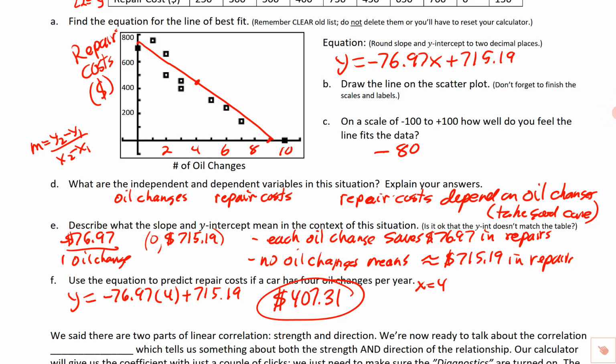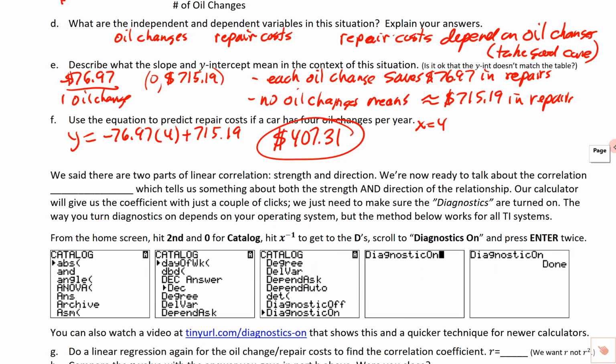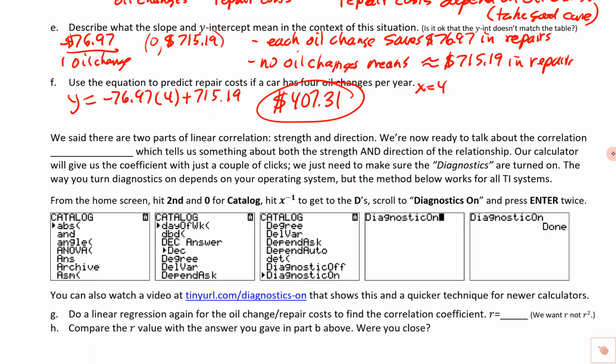We'll come back over here, and I'm going to slide down to the bottom of this page, and let's take a look at this. It says, remember, we said there were 2 parts of linear correlation. So there's the strength and the direction. Now, so far, we've just talked about the direction. Does it go up or down? Now we're ready to talk about the correlation coefficient. So write the word coefficient. That's really what we're introducing here. And it tells us something about both the strength and the direction of the relationship.